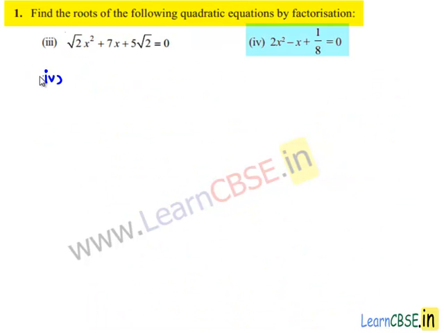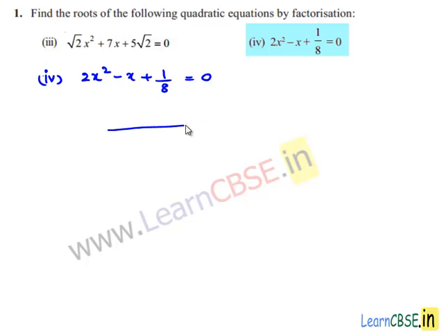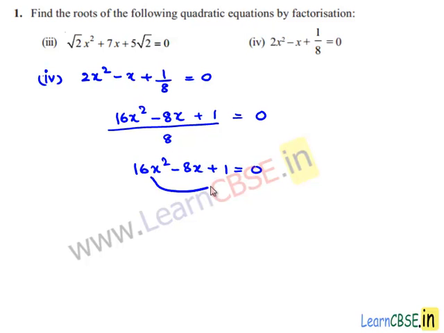Moving on to the fourth bit, the given equation is 2x square minus x plus 1 by 8 is equal to 0. This equation can be written, by taking the LCM as 8, as 8 times 2x square is 16x square, 8 times minus x is minus 8x, plus 1 is equal to 0. So 16x square minus 8x plus 1 is equal to 0. The product of the first term and the last term is 16x square. We need two terms such that their product must be equal to 16x square and their sum must be equal to minus 8x.